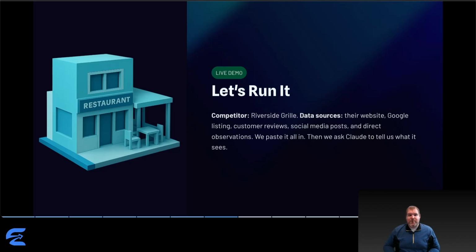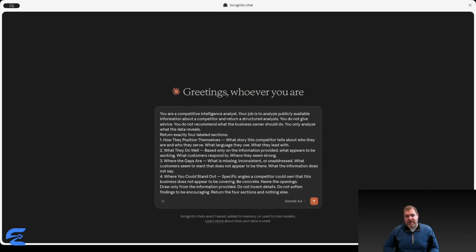All right, here's what we're going to be working with. The competitor is Riverside Grill, a fictional local restaurant. I pulled together their website copy, Google listing, review themes, social media presence, and a few direct observations. All of it public information. Nothing that required any special access. Let's go ahead and get into Claude here.